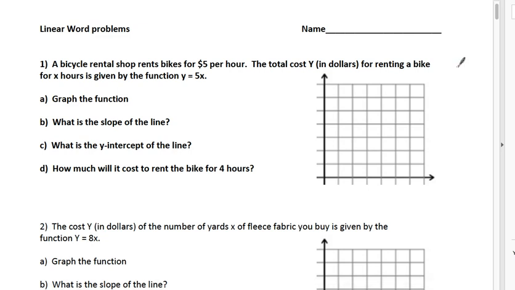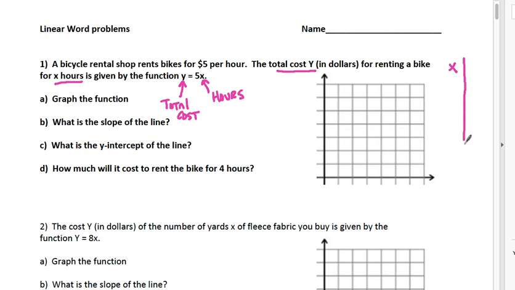Okay, so one thing I mentioned was that when you get a word problem and you get an equation, it's really helpful if you can identify what each of these variables represents. And the problem will usually tell you. So the total cost is y, and x is hours. Okay, and we're renting a bike for $5 an hour. That's what the problem's all about. So we're supposed to graph this function.